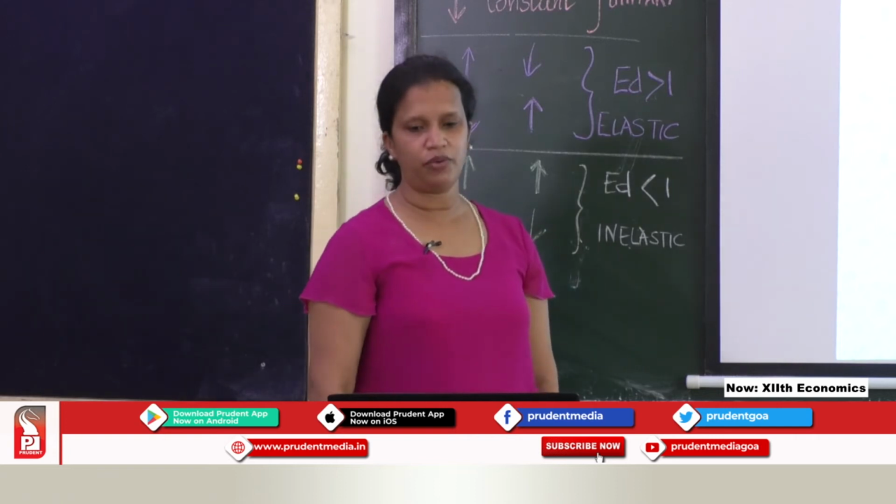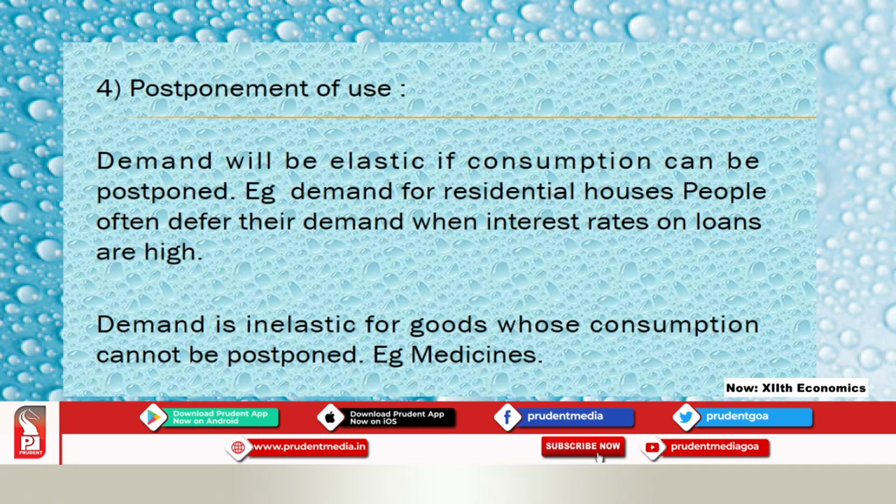Let us look at the 4th point, and that is postponement of use. Now, this point is about certain commodities whose consumption can be postponed, certain commodities whose consumption cannot be postponed. So, for example, if you are dealing with a commodity whose consumption can be postponed, the textbook gives an example of residential homes.